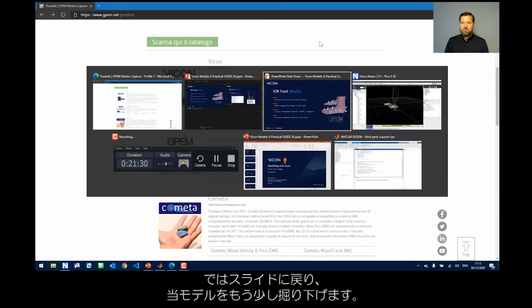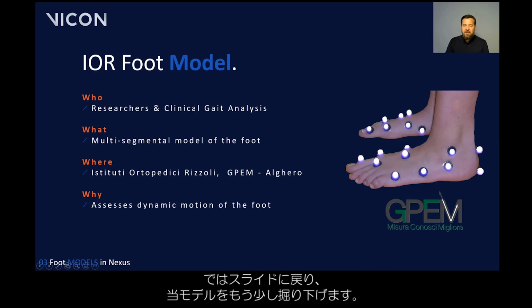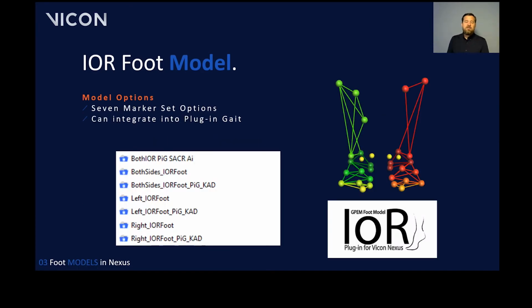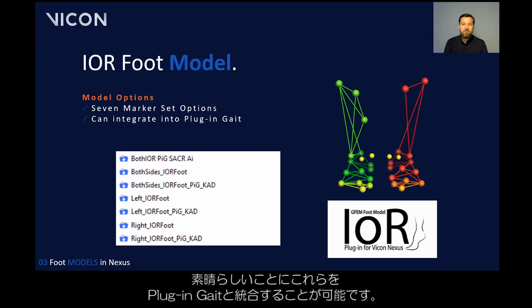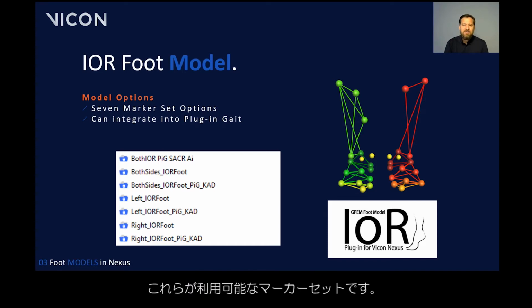Okay, so next what we'll do is we'll go back to our presentation, and we will be looking at the foot model. So the IOR foot model comes with 7 different marker set options, and it can be integrated into Plug-in Gait, which is great. You can see there's our list of markers that are available for us.